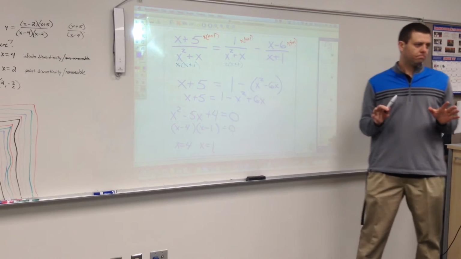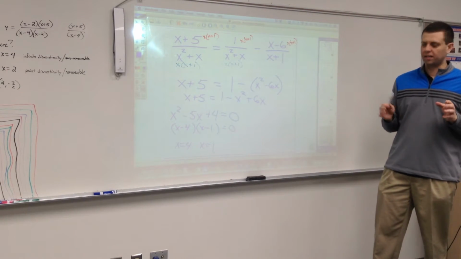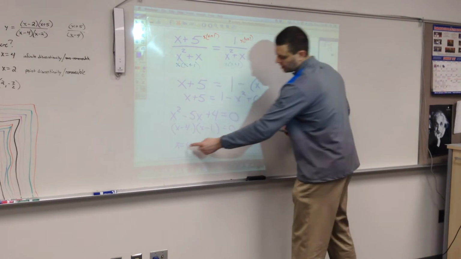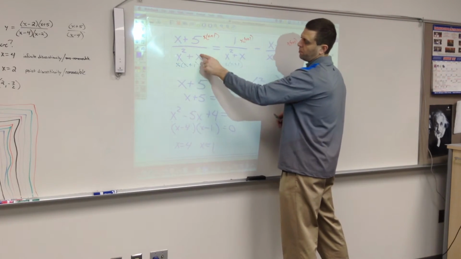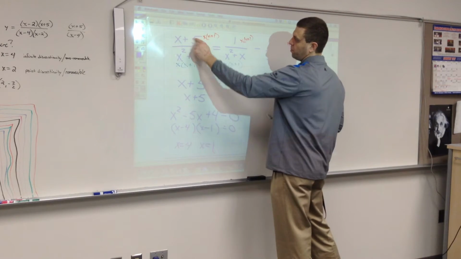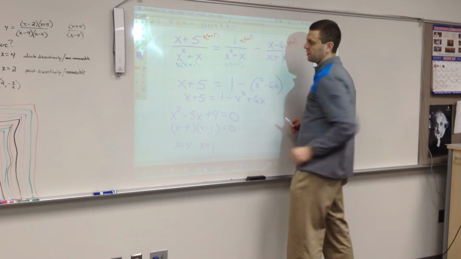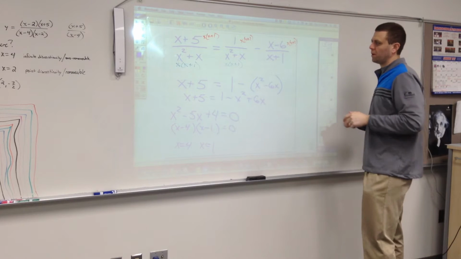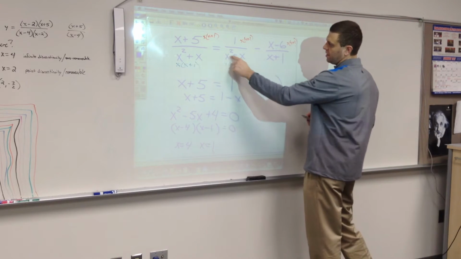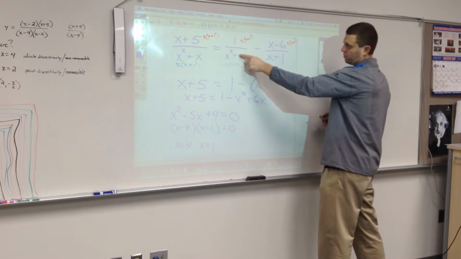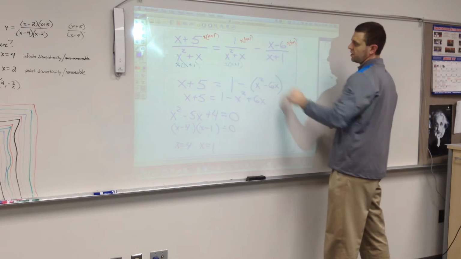I would check them. I would always check my answers, make sure they both work. If we try a 4, 4 squared plus 4 gives me 20 there. 4 plus 5 is 9, so I have 9 over 20 on this side. Hopefully I get 9 over 20 on the other side. This is 4 squared plus 4, again 20, so I have 1/20th.